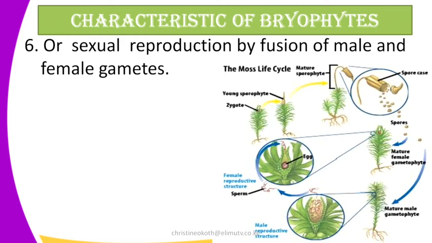Then a mature sporophyte, once the sporophyte is mature, it will burst out and the spores will come out. Then they will mature and form the gametes. So let us have a video to illustrate this sexual reproduction in bryophytes, and in this video we're going to look at sexual reproduction in a moss plant.